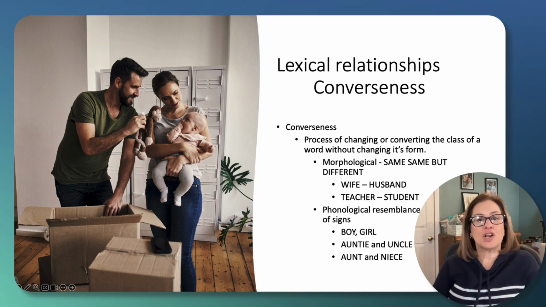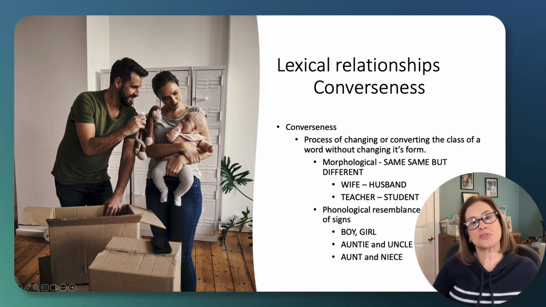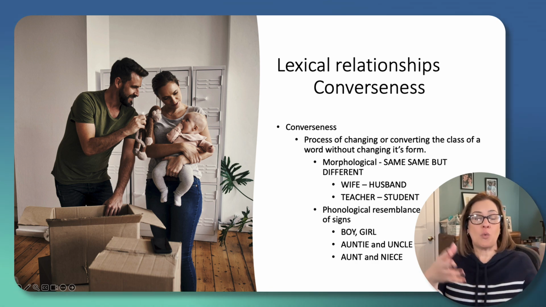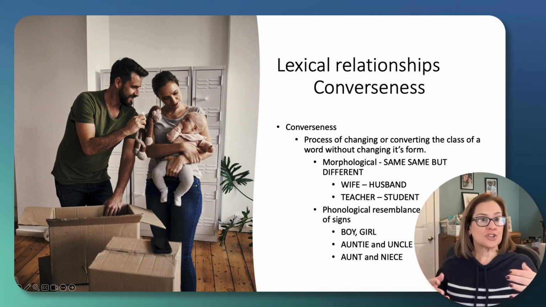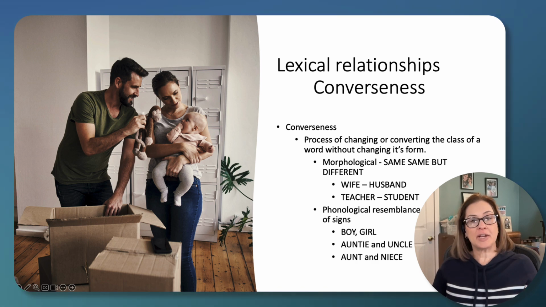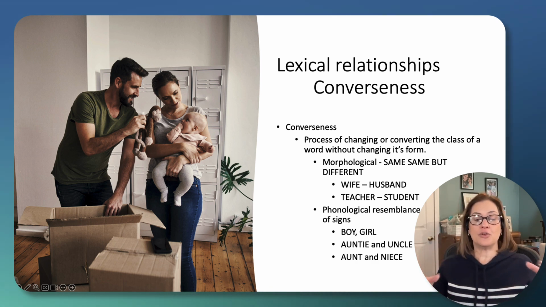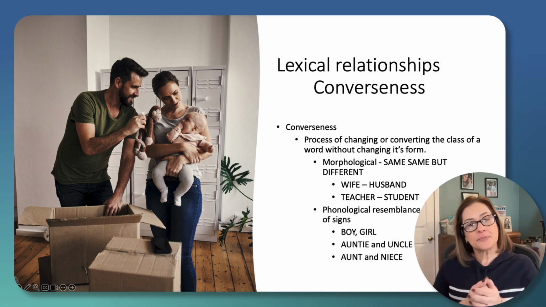Lexical relationships and converseness. So converseness is a process of changing or converting the class of a word without changing its form. Morphological, same, but different. Wife, husband. So technically, the signs wife and husband are actually compound words. When we're signing husband, it's man, marry, and woman, marry. And those two signs are put together to create the compound or concept of wife, husband. Same thing like teacher and student.